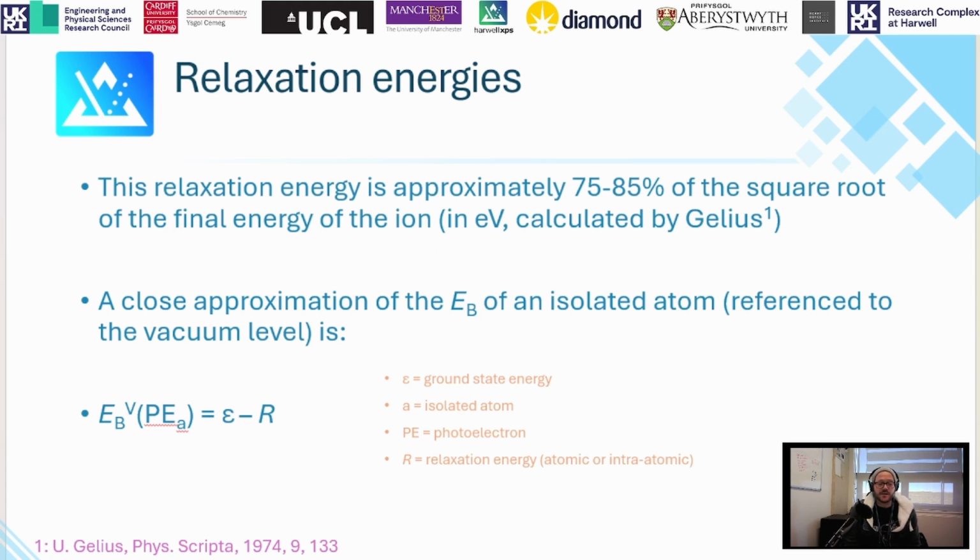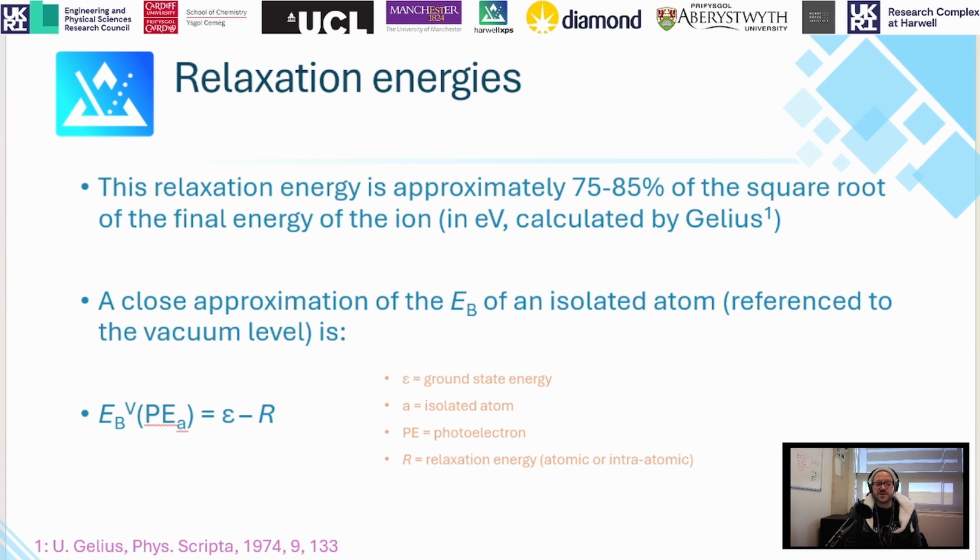The energies that we're looking at are going to involve two terms: a ground state energy, which is symbolized here by epsilon, and then a relaxation energy. So this can be either atomic or intra-atomic processes at this point, which is symbolized by R.